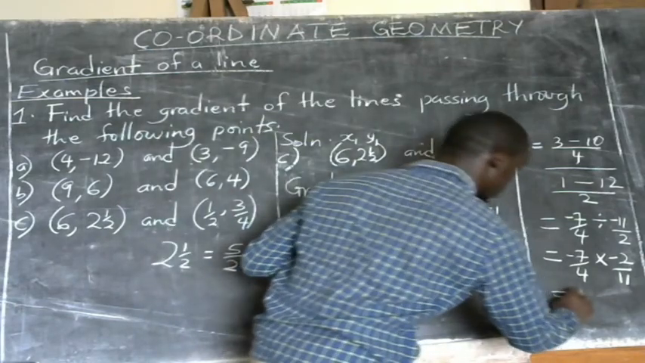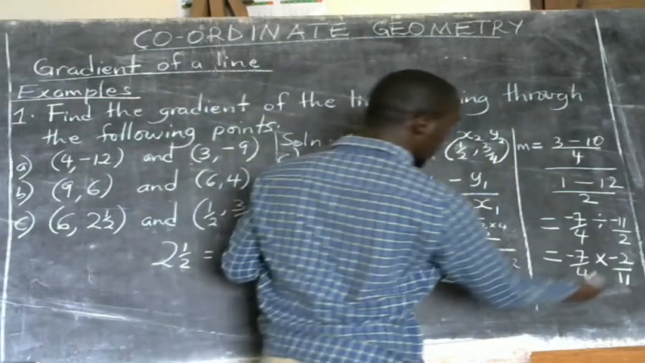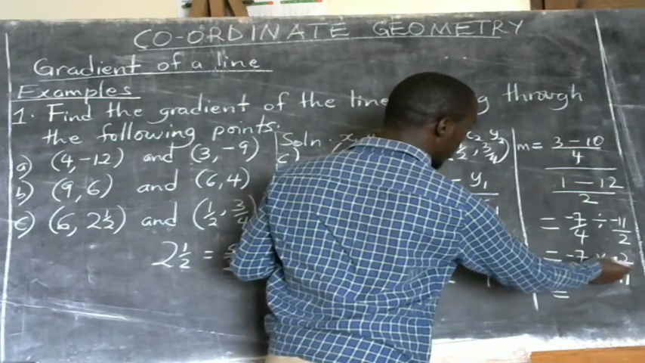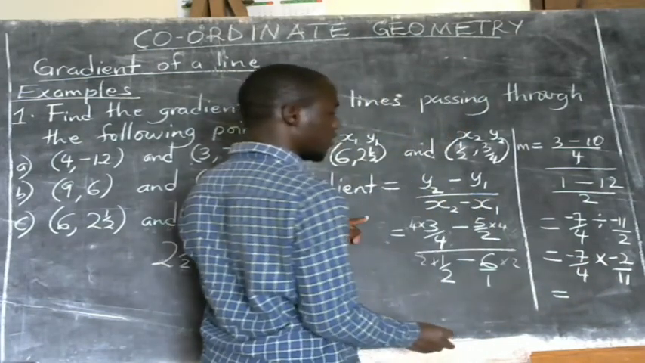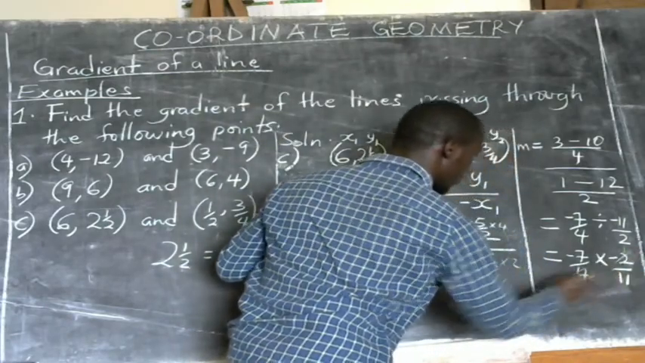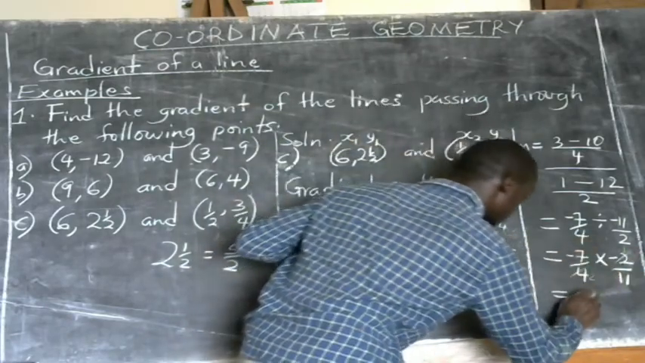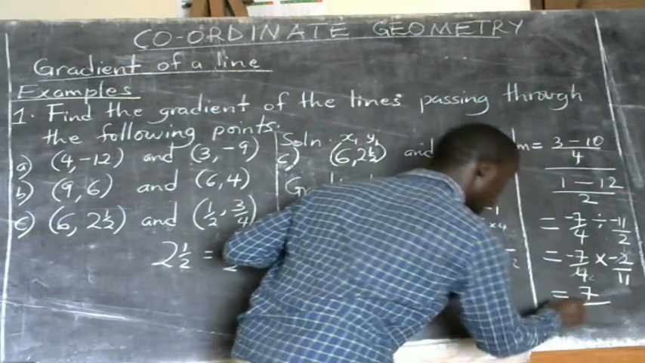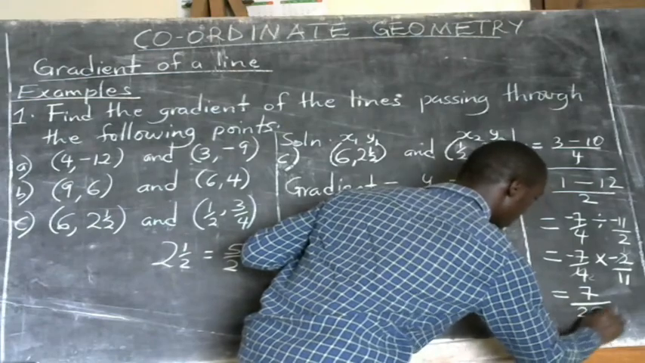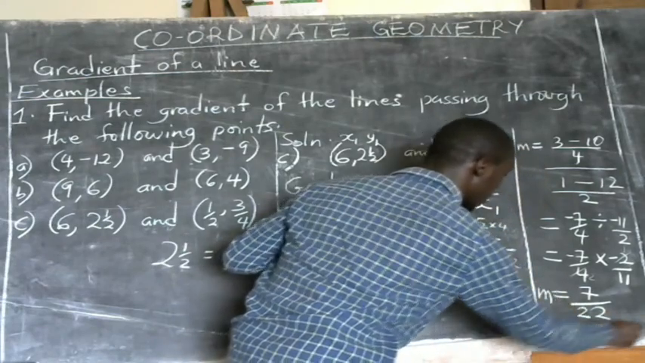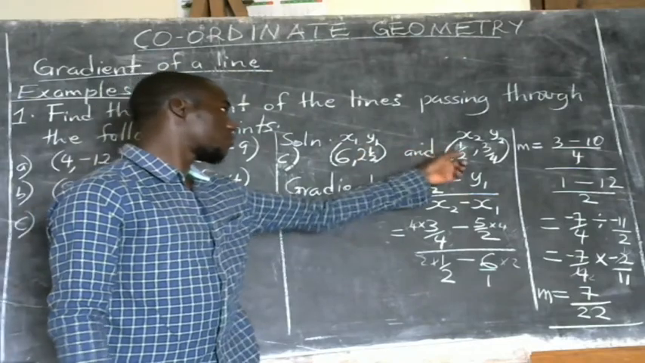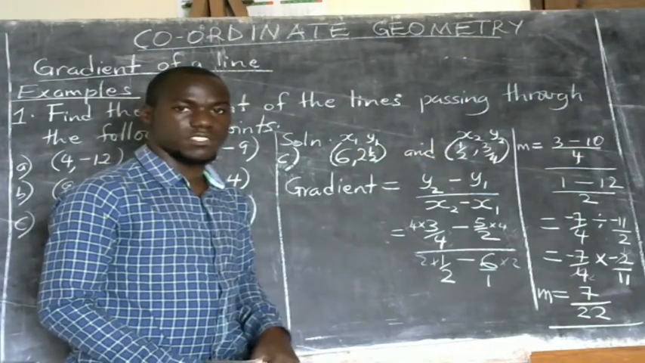So this one here is going to be equal to, the 2 is going to reduce that, and then negative times negative shall be getting positive. So this is a 1, that is a 2. 7 times 1 is 7 all over 2 times 11 becomes 22, and that one there becomes the gradient of the line passing through these 2 points there.